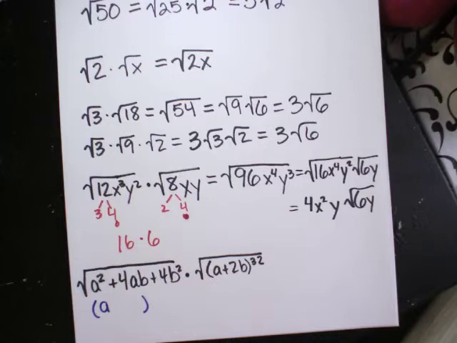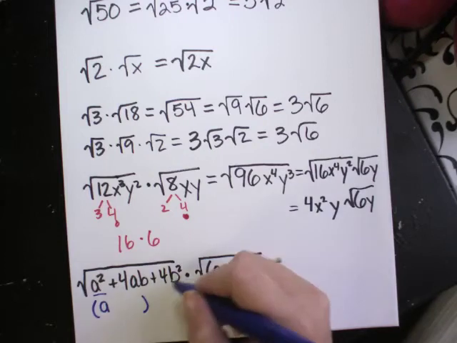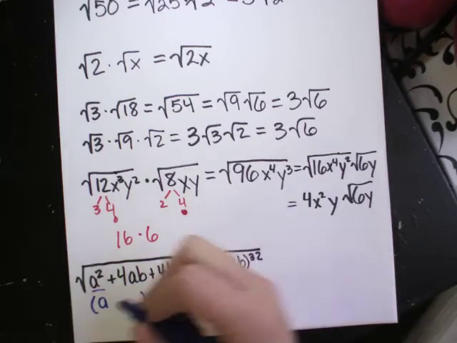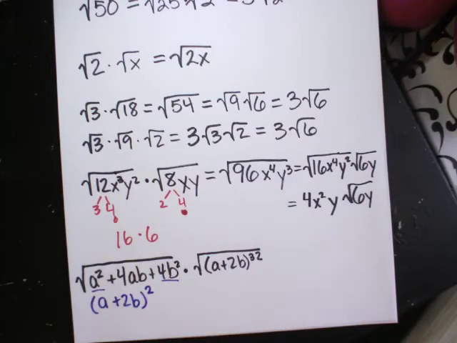No, that won't work. It's 4b squared. Guys, for a trinomial square, the first term is the square root of the a squared, and the second term is the square root of this one. So a plus 2b, and that's squared because it's a trinomial square, right? Okay. So now, see, it's really not as complicated as we thought.